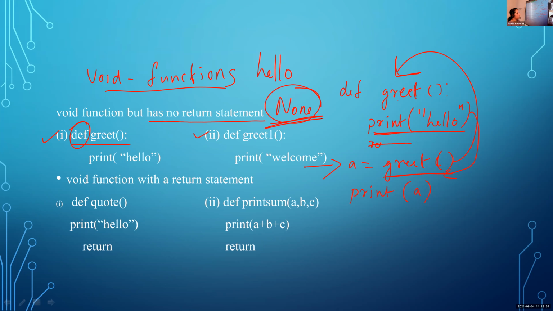Okay. Is it clear, Krishna? Yes, ma'am. So for every void function, if there is no return statement, then also the interpreter returns some value. That value's name is None. Okay. So what is the value of A here, Emmanuel? What is the content of A?